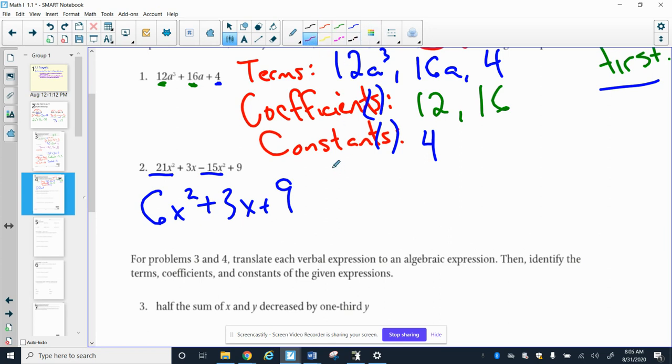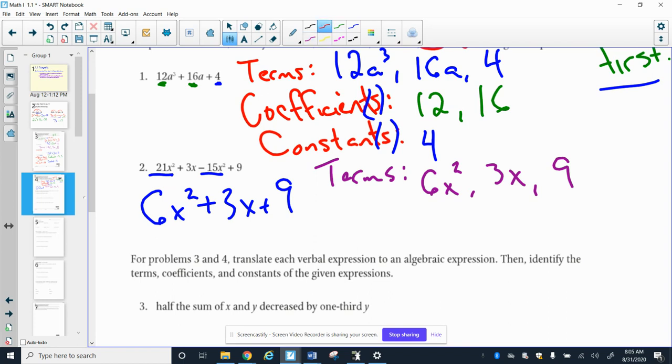So our terms, well, we have three terms that make up our expression. They are 6x squared, 3x, and 9. If any of those were negative, remember the negative would travel with it. So like if it said minus 9, we'd put a negative 9 at the end.